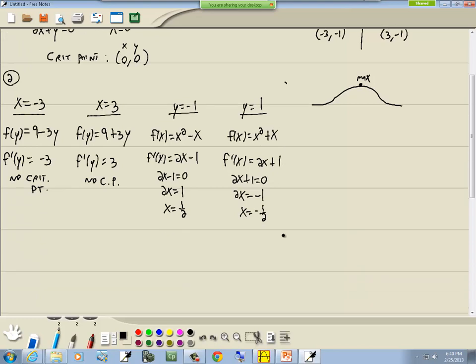Our first point we're going to be plugging in is this one right here. Now we also have this one, 1/2, negative 1. And we also have negative 1/2 and positive 1. So we're going to be plugging those in too.